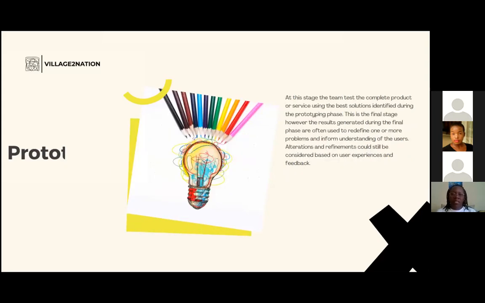And then, of course, at this stage, the team will test the complete product or service using the best solutions identified during the prototyping phase. And then the final stage: the results generated in the final phase are often used to redefine one or more problems and inform understandings of the users. Alterations are also acceptable, but it's also a continuous process. And this is the reason why design thinking is critically important, because you should be aware that once you solve the initial problem, another problem will come up.